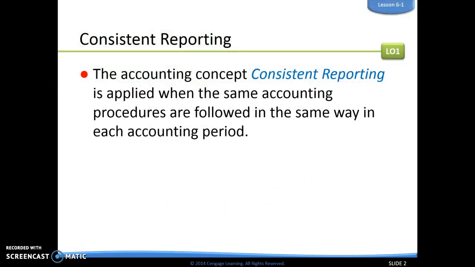So first they're going to talk about this accounting concept, consistent reporting. Consistent reporting is applied when the same accounting procedures are followed in the same way in each accounting period. So it's just talking about how we want to report that information with the same procedures every accounting period so that we are able to compare from period to period.